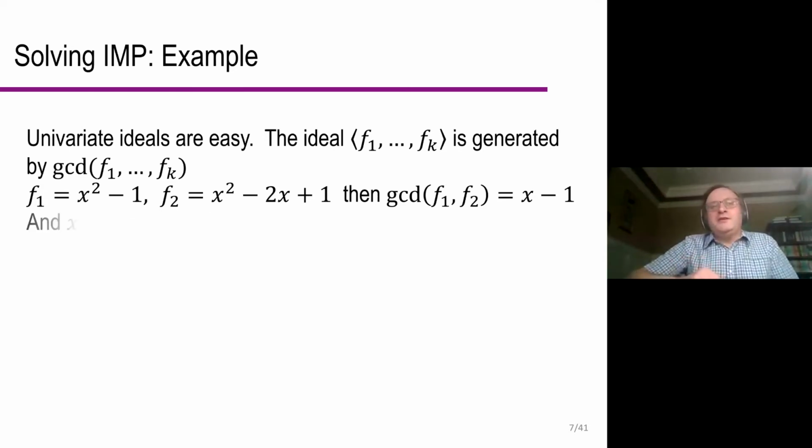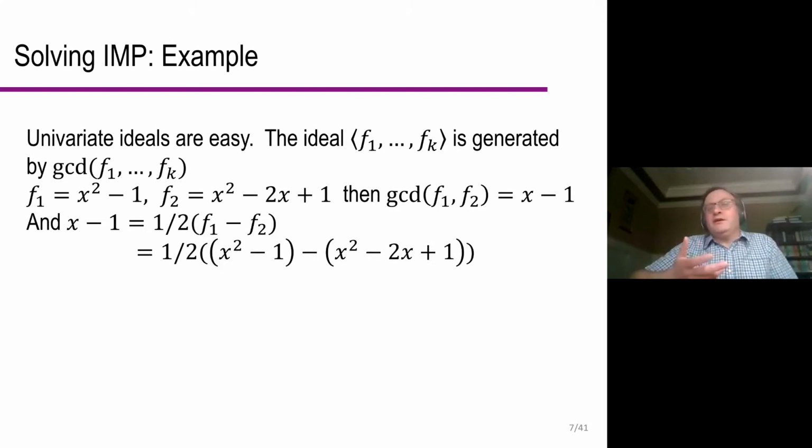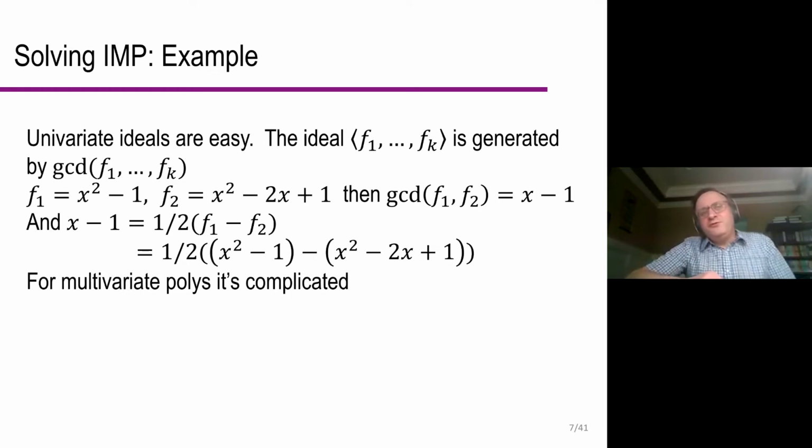By the way, the greatest common divisor, which is important, belongs to the ideal generated by f1, f2. I can represent it as a linear combination of the two, and here is the linear combination. Therefore the ideal generated by f1, f2 is the same as the set of all polynomials divisible by x minus 1. That would be our conclusion. Clearly, in this case, the IMP makes no sense. It's too easy. Great. But if we have multivariate polynomials with multiple variables, things are a bit complicated.